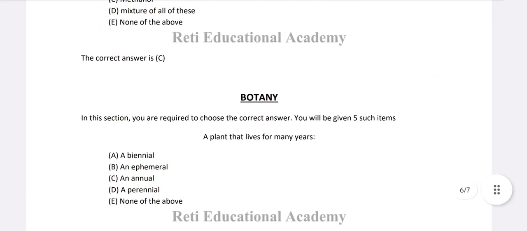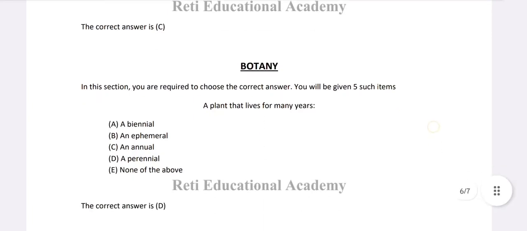Botany. In this section, you are required to choose the correct answer. You will be given 5 such items. A plant that lives for many years: A, biennial. B, ephemeral. C, an annual. D, a perennial. And the right option is D, a perennial.